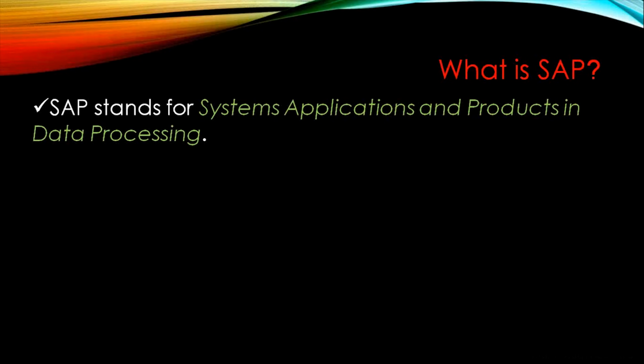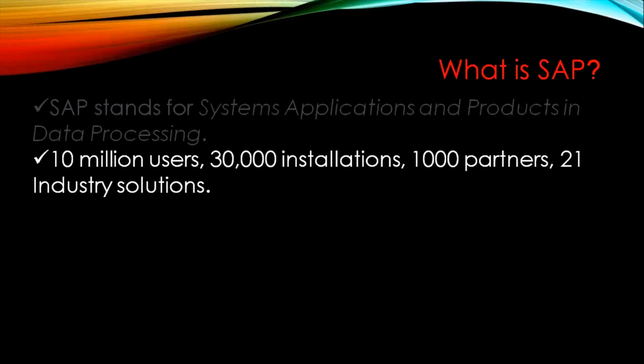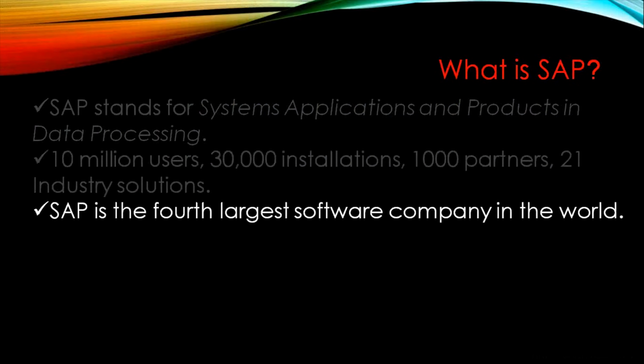SAP stands for System Applications and Products in Data Processing. All over the world, we have approximately more than 10 million users, 30,000 installations, 1,000 partners, and 21 industry solutions. SAP is the fourth largest software company in the world, the fourth biggest among all the software companies. However, it is number one in ERP software.